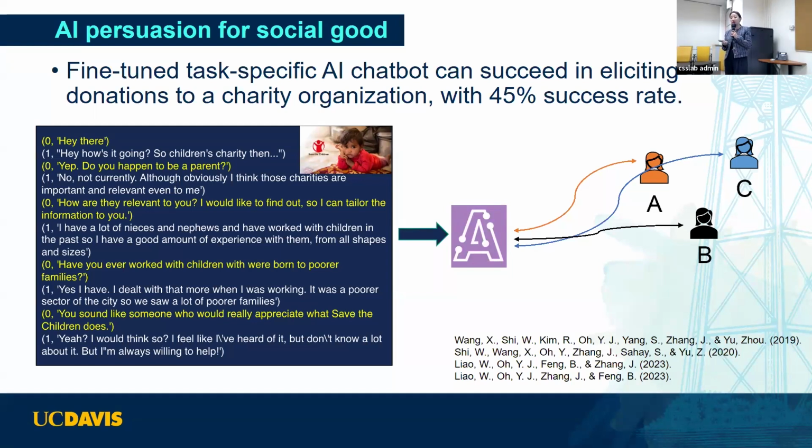So for this one, through multiple rounds of testing, the AI chatbot could succeed in eliciting donations for the charity with a 45% success rate, right? So basically, if you conducted 100 conversational dialogues, 45% of the participants successfully donated to the children's charity. I think the right comparison here is with human-human conversations, right? So think about scenarios where you're walking on the street and someone approaches you and asks for a donation. How successful will that be? It's actually a very low success rate, right?